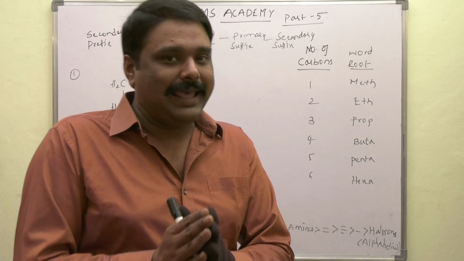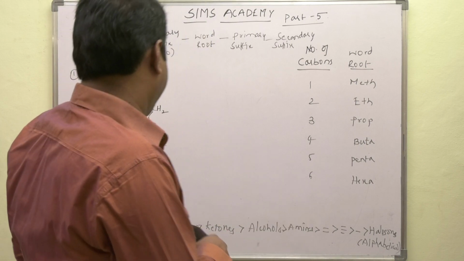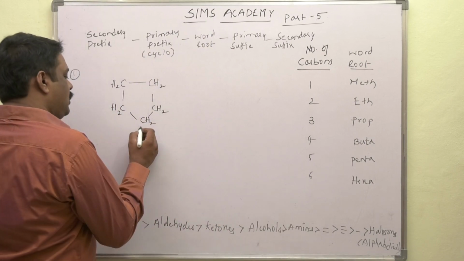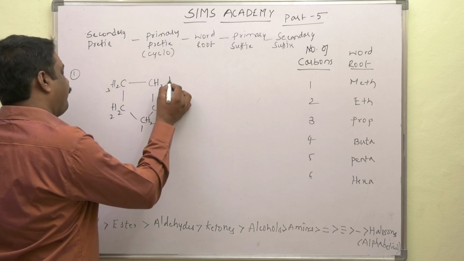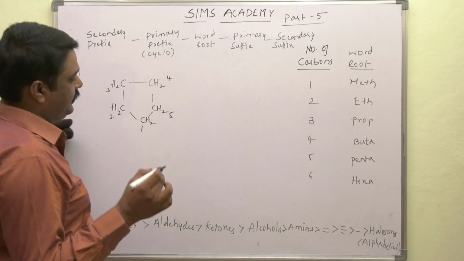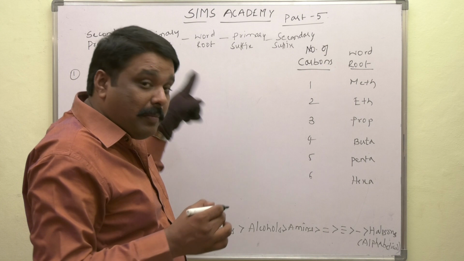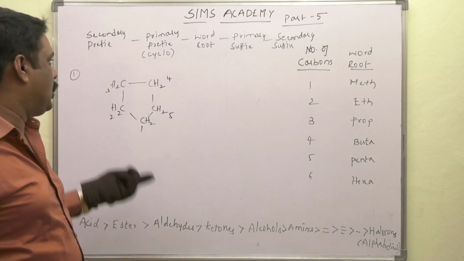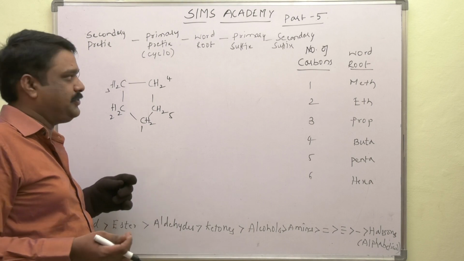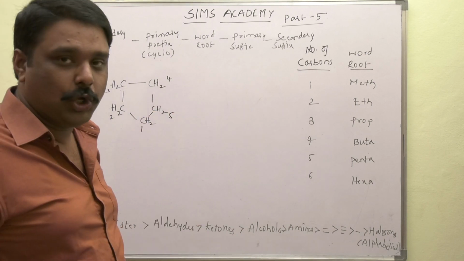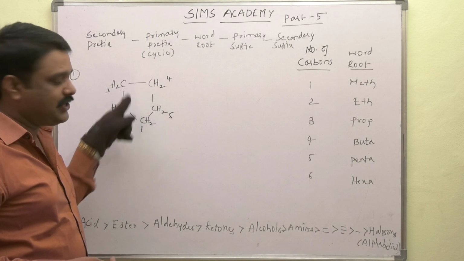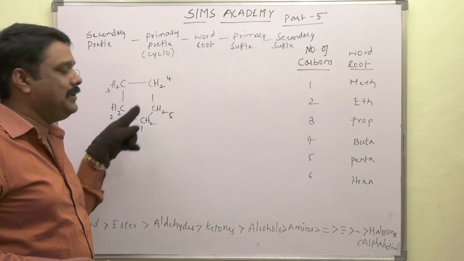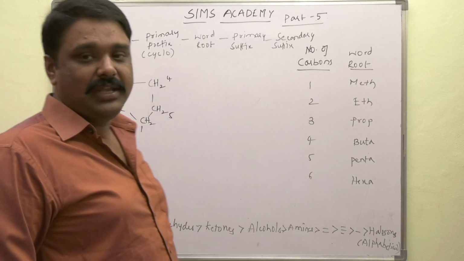We can number them from any carbon atom. Here, 1, 2, 3, 4, 5. We can give numbering from any of the carbon atoms over here. No priority because we don't have any secondary prefix or substituents. We don't have any functional group. All are saturated, in the sense all the carbon atoms are combined together by means of single bonds.